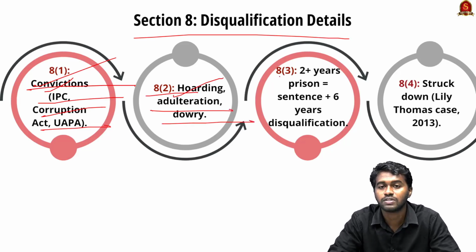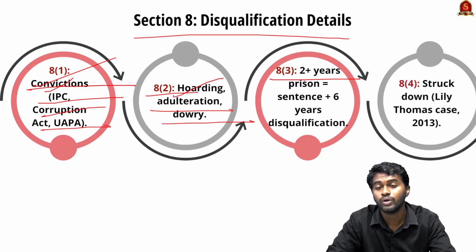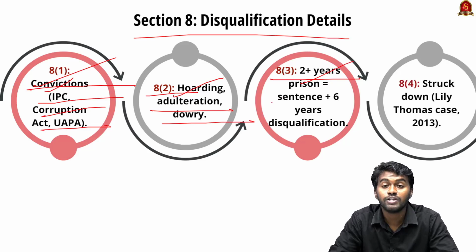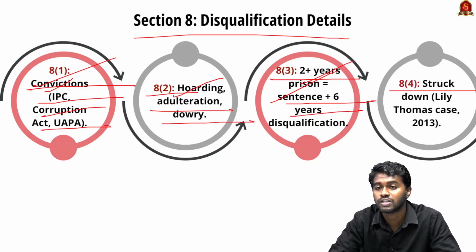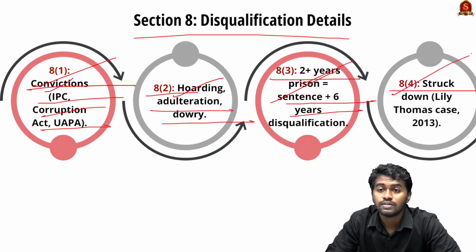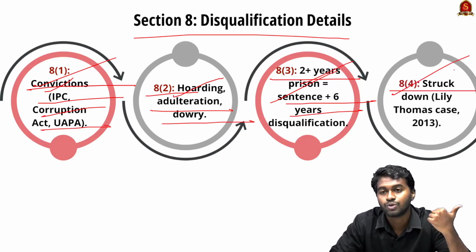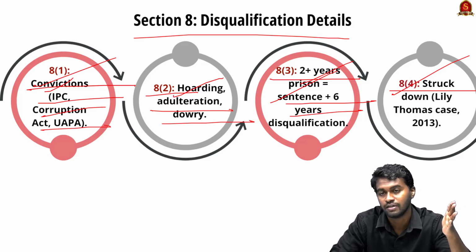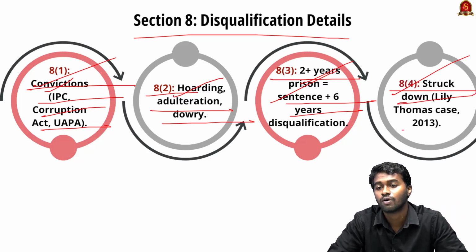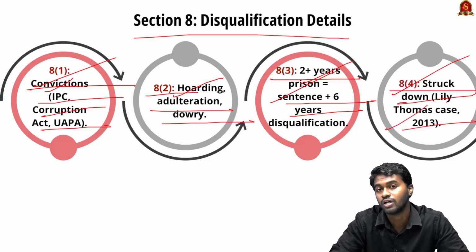And next we have Section 8 Clause 3, which talks about if a person spends more than 2 years in prison, he will be disqualified from contesting elections, and he has to face the ban. The ban will continue for 6 years even after his sentence. And next we have Section 8 Clause 4, which allowed candidates to retain their seats if they appealed within 90 days. But after the Lily Thomas case of 2013, the Supreme Court struck down this provision.